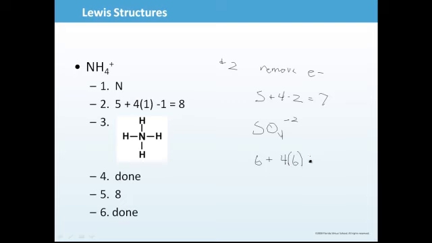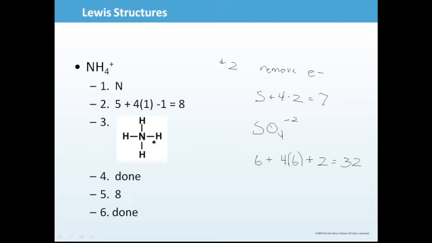Since it's a negative 2, that means we gained 2 extra electrons, because again, electrons are negatively charged. So put that all together, you've got 4 times 6, 24, plus the 6 is 30, and then plus the last 2, so we have a total of 32 valence electrons to work with on that one. That's how you would do the math in step 2 for a polyatomic ion.